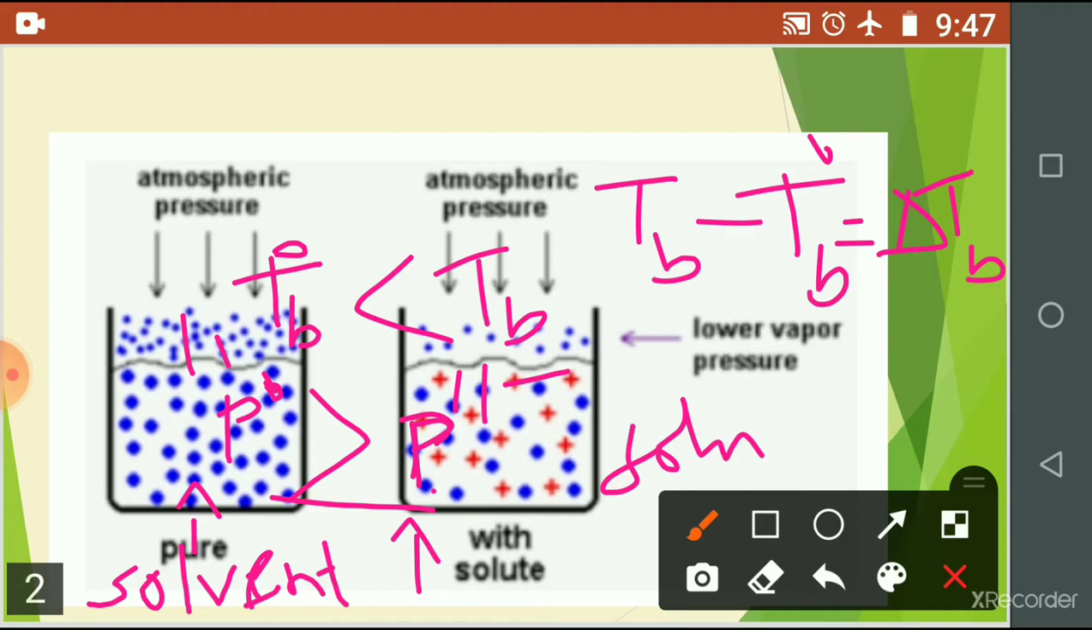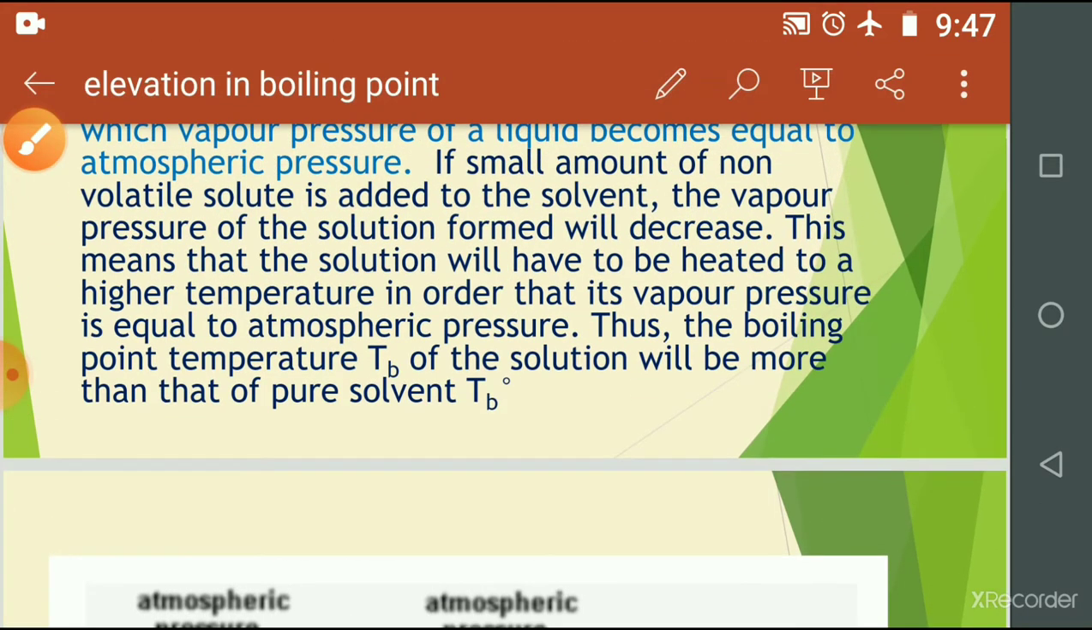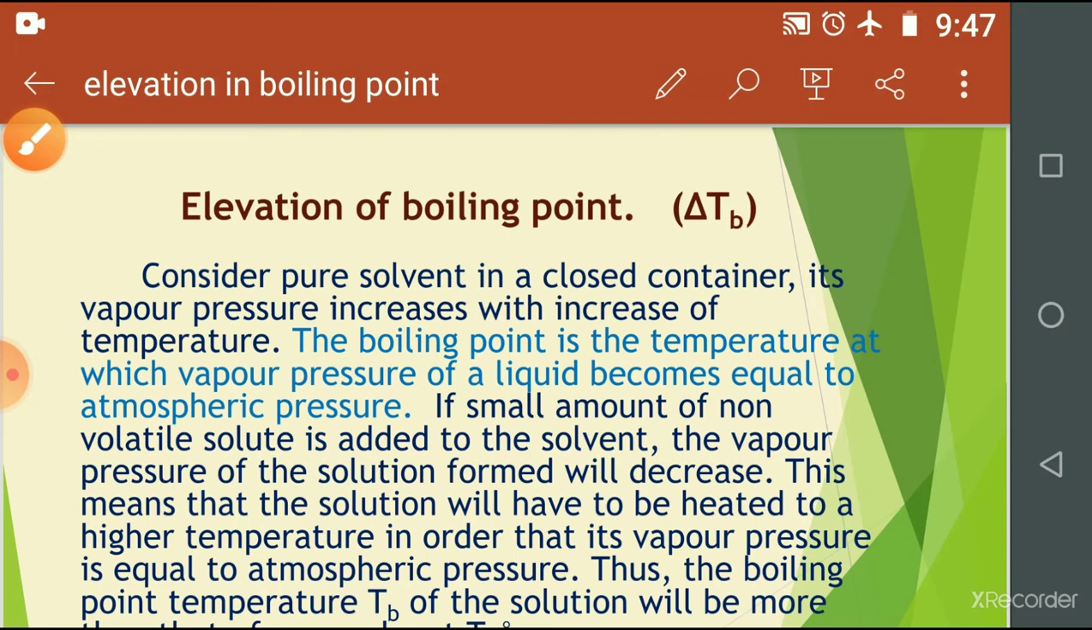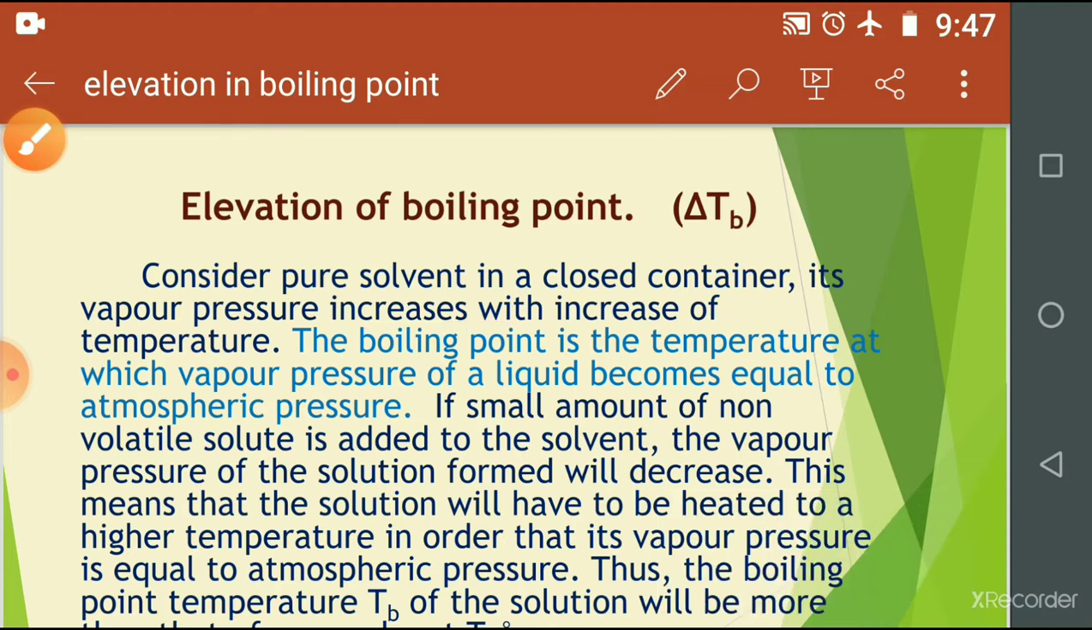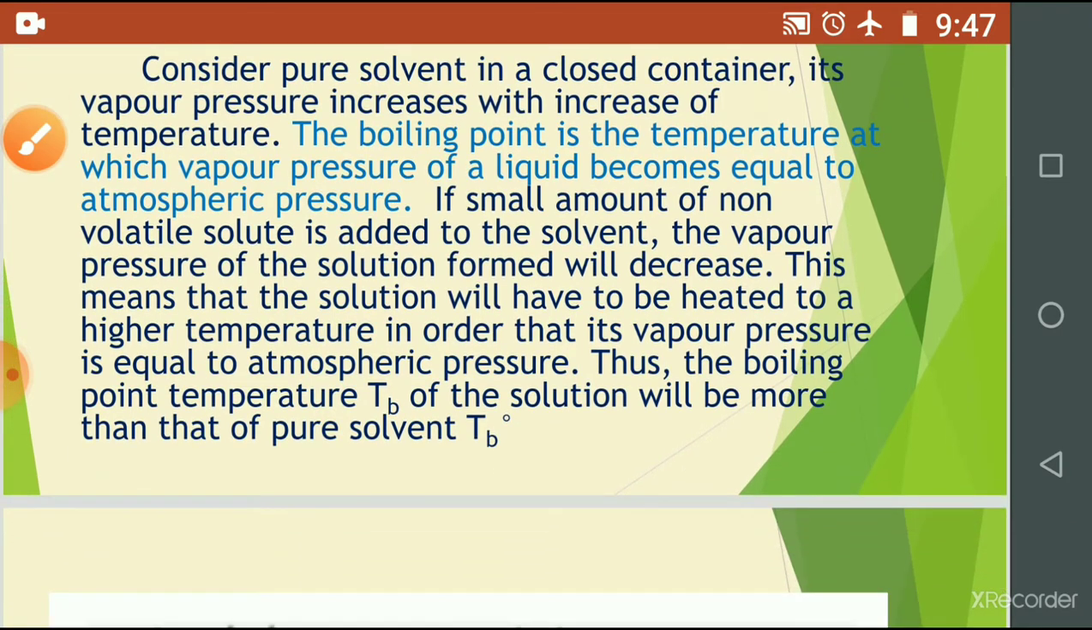Okay. So let us see what we have discussed. Elevation of boiling point, delta TB. Consider a pure solvent in a closed container. Its vapor pressure increases with increase of temperature. The boiling point temperature is the temperature at which the vapor pressure of a liquid becomes equal to atmospheric pressure.